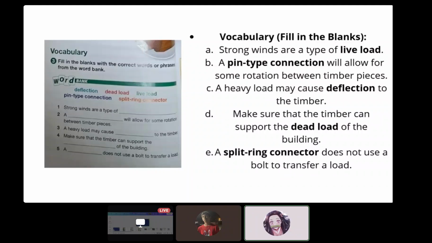C is, a heavy load may cause deflection to the timber. D is, make sure that the timber can support the dead load of the building. And E is, a split ring connector does not use a bolt to transfer a load.